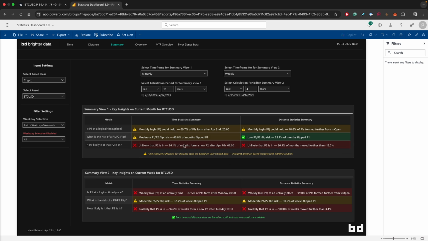Let's see. I haven't really used this yet, but it will be very, very interesting. We can at least be sure that P2 is not in yet for the month of April. So yeah, I hope you guys will like that. All right, those are the most important changes.